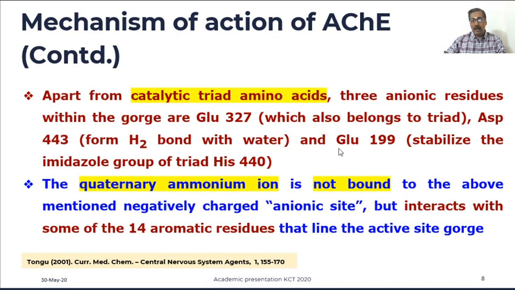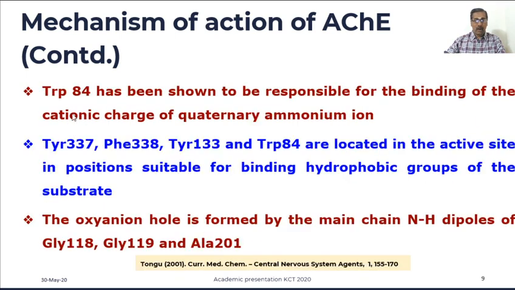Another important catalytic site amino acid is glutamate 199, which stabilizes the imidazole group of your histidine, which is a part of your catalytic triad. And as I said earlier, the quaternary ammonium ion present in your substrate does not directly interact with the anionic site, but it interacts with the aromatic residues, where one such aromatic residue is tryptophan 84. This tryptophan 84 straight away interacts with the quaternary ammonium ion, so that your acetylcholine will be stabilized in the enzyme's catalytic site pocket.